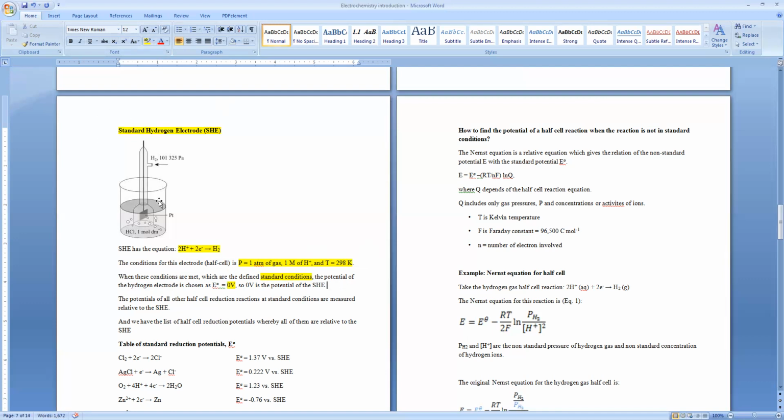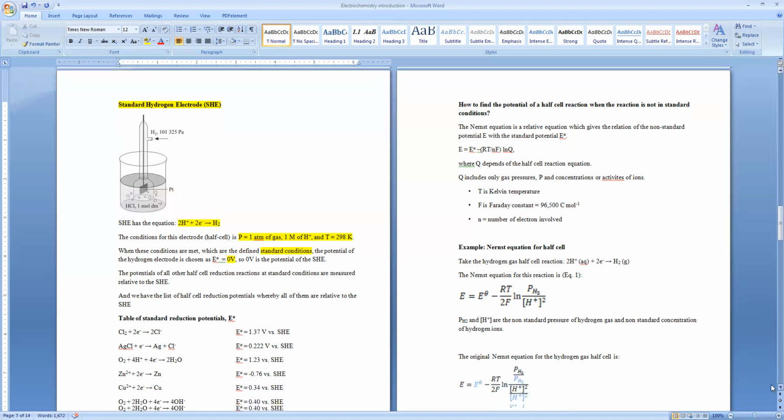So in this hydrogen electrode, you have the hydrogen gas in equilibrium with the hydrogen ion concentration, and a platinum electrode. When this reaction happens at 1 atmosphere hydrogen gas pressure, 1 molar hydrogen ion concentration, and temperature 298 Kelvin, the potential of this electrode is 0 volt, selected as 0 volt. That is basically the hydrogen electrode at standard condition.